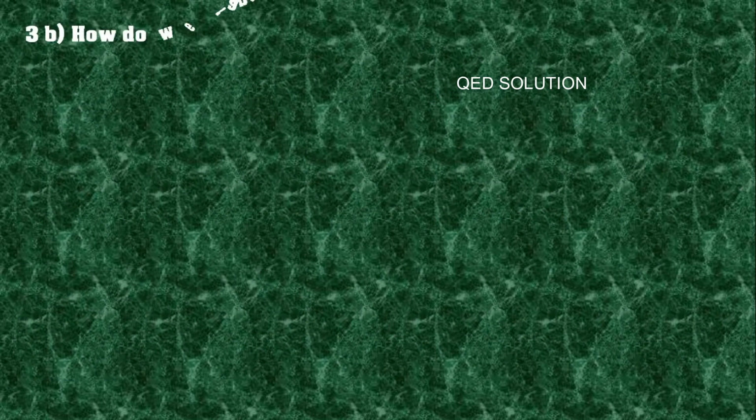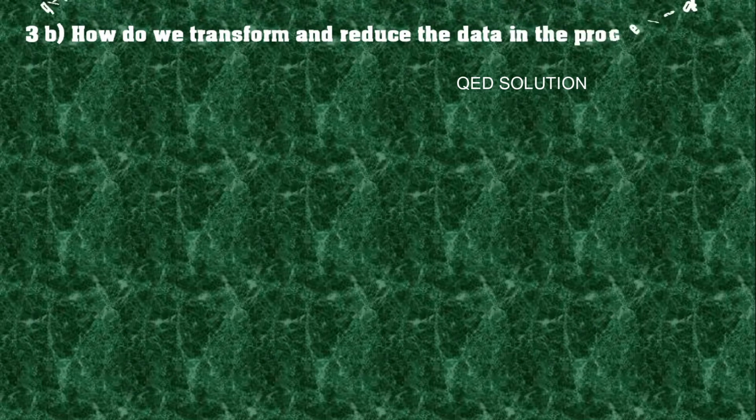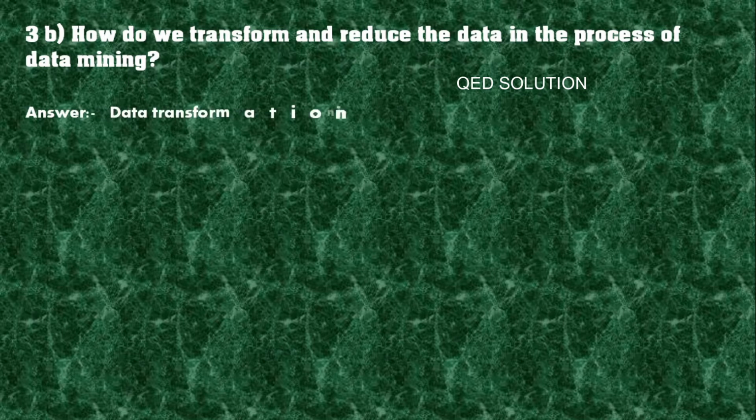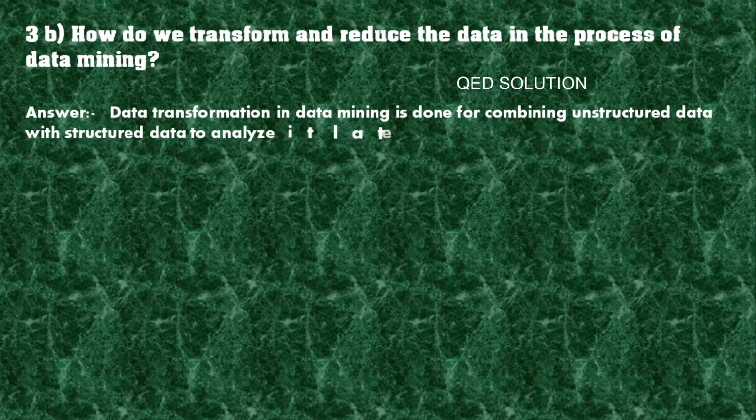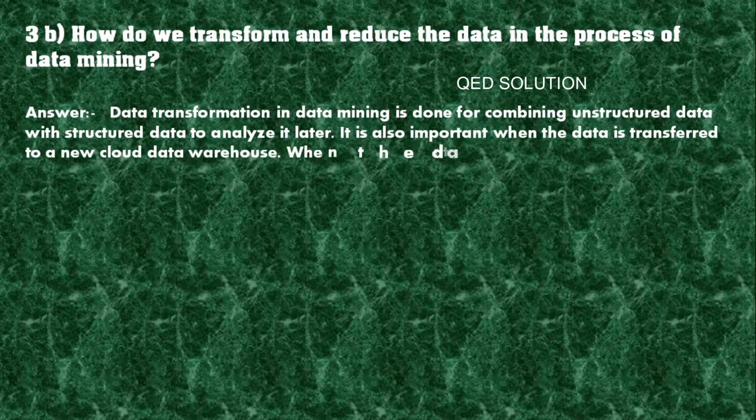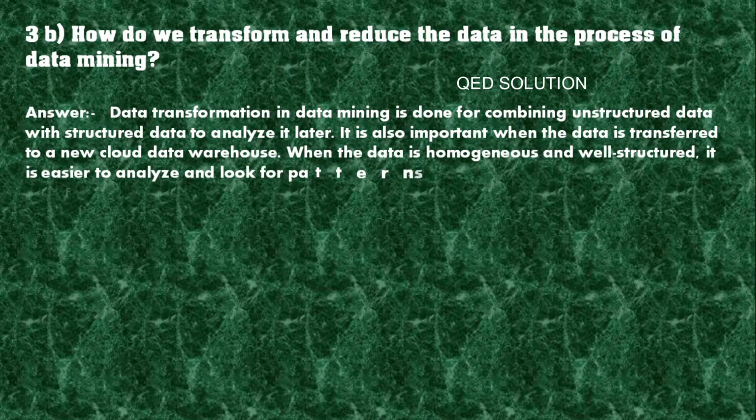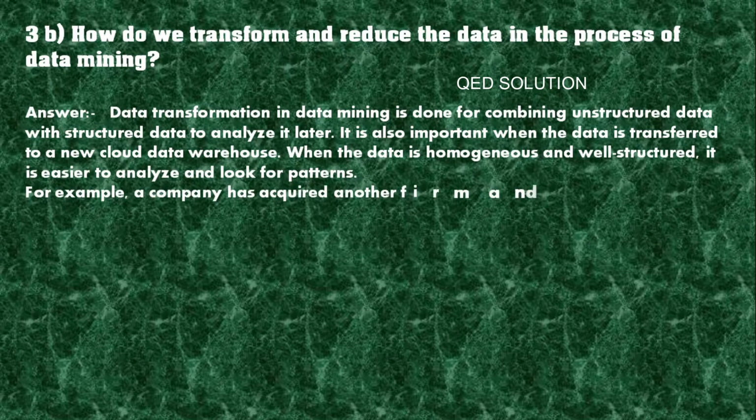Question number 3B. How do we transform and reduce the data in the process of data mining? Answer. Data transformation in data mining is done for combining unstructured data with structured data to analyze it later. It is also important when the data is transferred to a new cloud data warehouse.